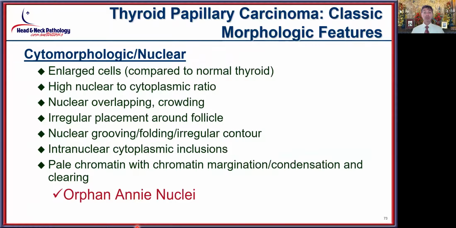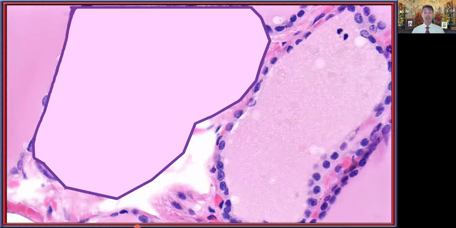Let's now talk about the cytomorphonuclear features: enlargement of the cells, high nuclear ratio, overlapping and crowding, irregular placement around the follicles, grooves and folds and irregular contours, intranuclear inclusions, and then of course that characteristic pale chromatin with margination, kind of the Orphan Annie nuclei feature.